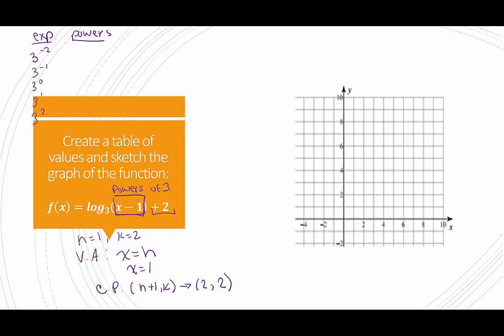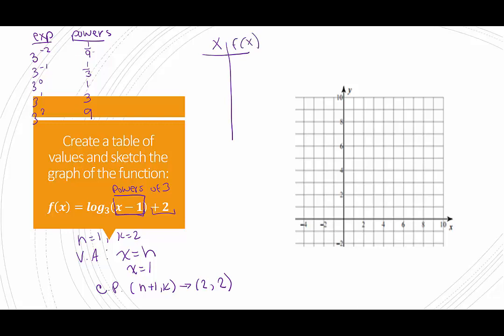3 to the negative 2 would be 1 over 3 squared, that would be 1/9. 3 to the negative 1 would be the reciprocal of 3, 1/3. 3 to the 0 is 1, 3 to the 1 is 3, 3 squared is 9. Okay, those are the powers. That's what we want the argument to be. So what would we have to plug in for x to make sure that we end up with an argument of 1/9?